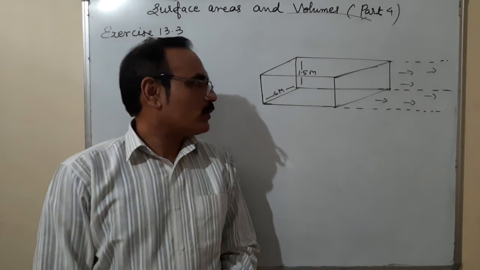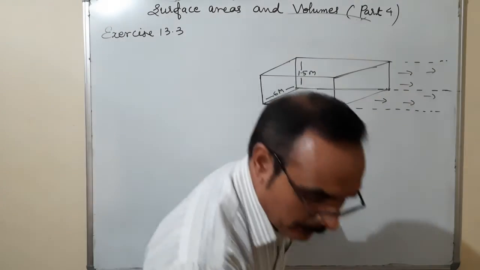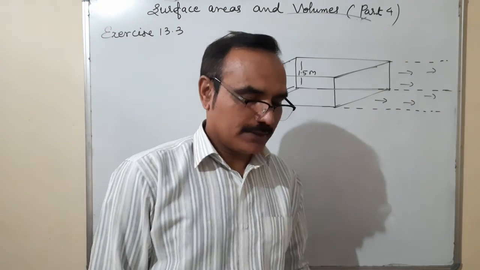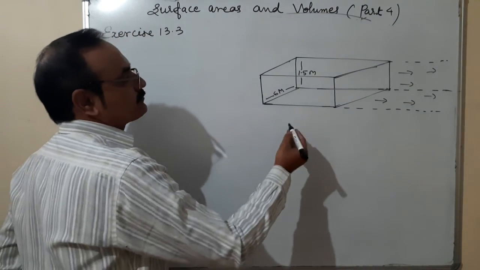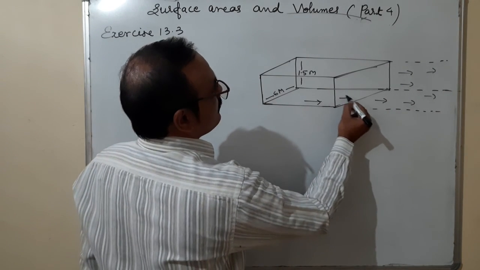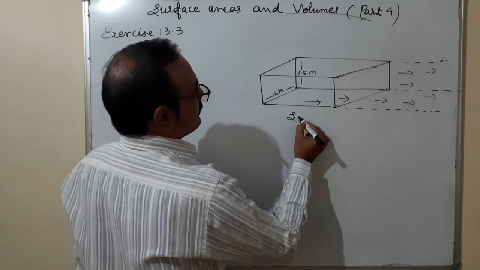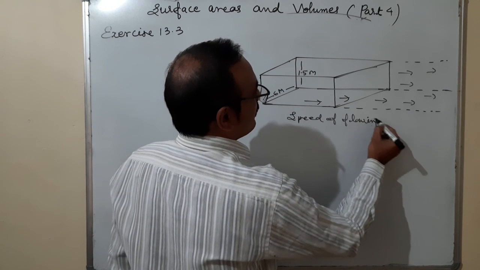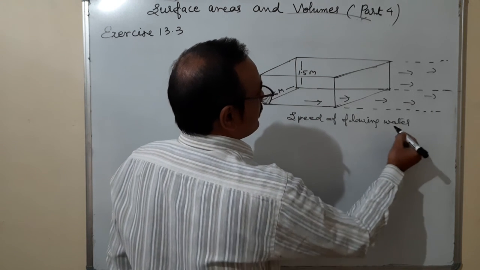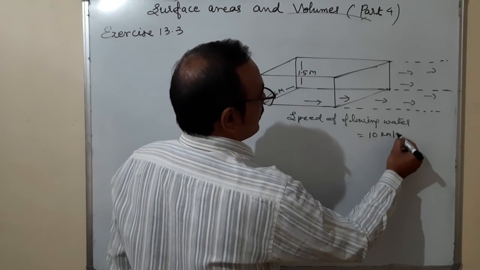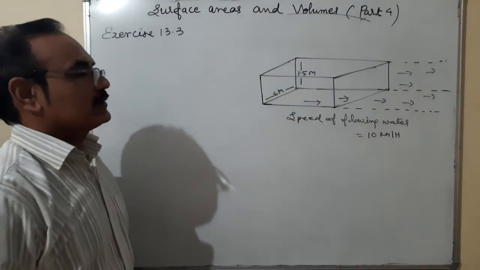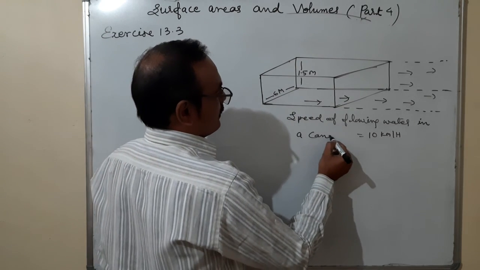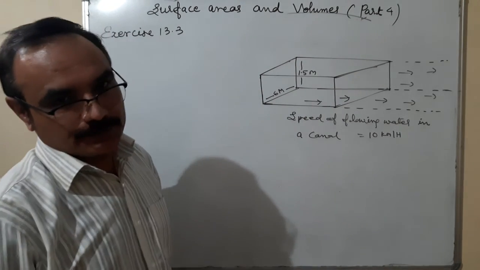Water in a canal 6 meter wide, 1.5 meter deep, is flowing with the speed of 10 km per hour. Speed of flowing water in a canal is equal to 10 kilometer per hour.